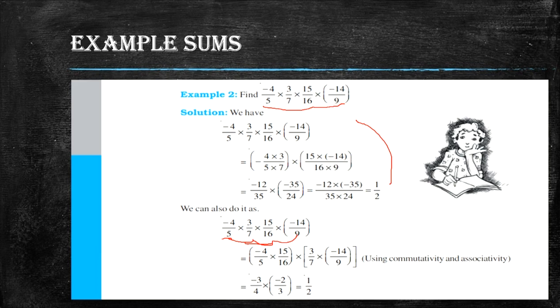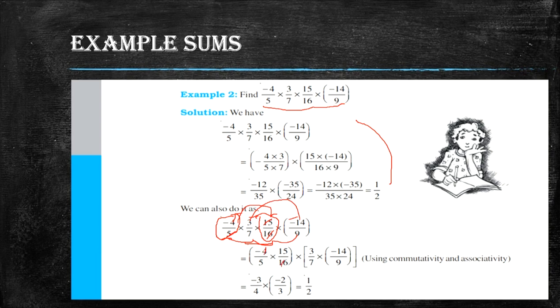Now, let's move on to the numerators: 4, 3, 15 and 14. See, if you consider minus 4 by 5 and 15 by 16, it is easy to divide here. See, 5 3s are 15 and 4 4s are 16. So, we can combine these two numbers, that is minus 4 by 5 into 15 by 16, and 3 by 7 with minus 14 by 9. Now, we can easily divide it.